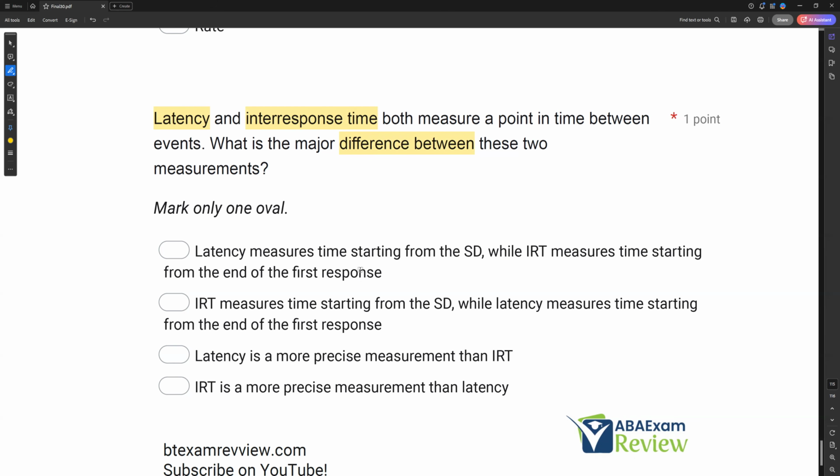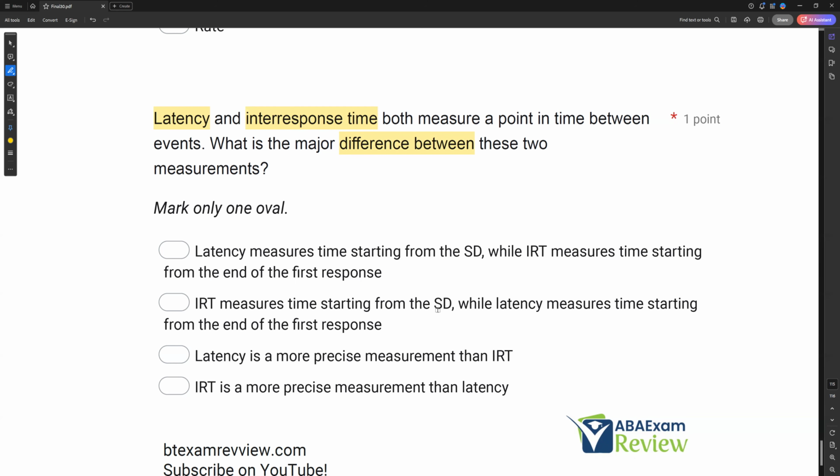So A, latency measures time starting from the SD, while IRT measures time starting from the end of the first response. A looks pretty good. That's exactly what we said. Latency is going to measure time starting from the SD to the first response, and then IRT is going to measure time from the end of that first response. So A looks decent. B, IRT measures time starting from the SD, while latency measures time starting from the end of the first response. Now that's reversed, right?